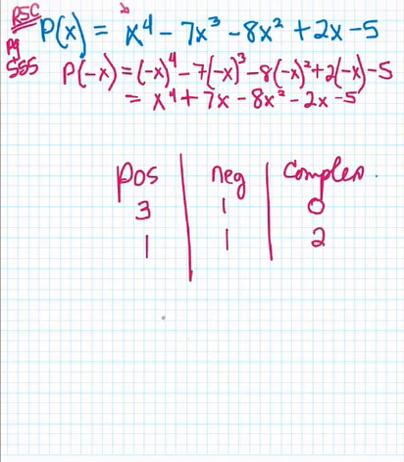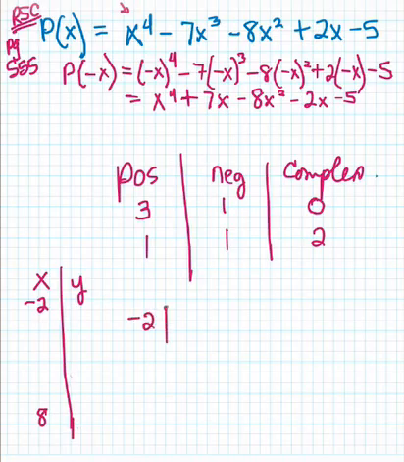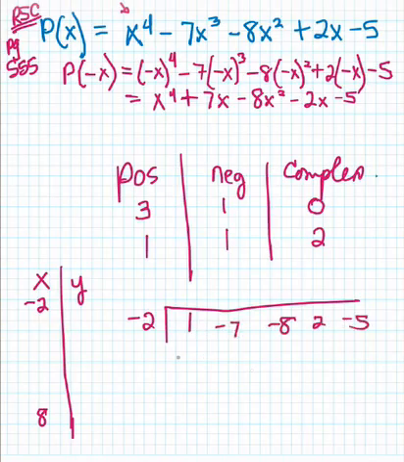Right now I know quite a bit about the graph just from this information. But the question here was, is negative 2 a boundary and is 8 a boundary? The answer is yes, because if you put negative 2 in, I get 1, negative 7, negative 8, 2, and negative 5. I think I get alternating signs, and so I know this is going to be a negative boundary.